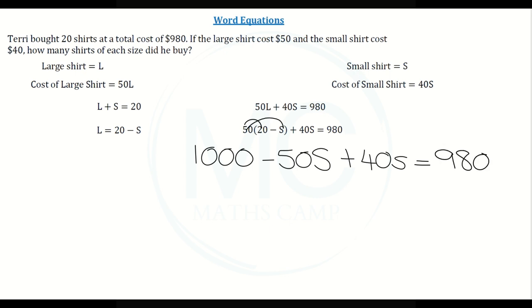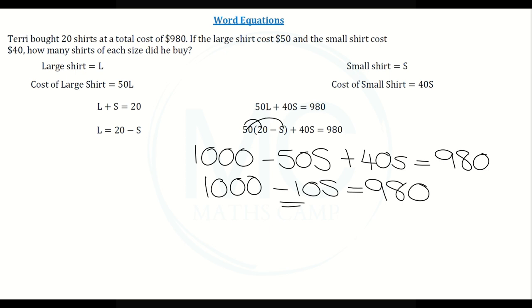Now on the left-hand side, I've got 1000. Leave this over here for now. Negative 50 plus 40 gives me negative 10. So I have negative 10S is equal to 980. Now remember, you can have one shirt, you can have 10 shirts, you can have 100 shirts. You can never have a negative amount.